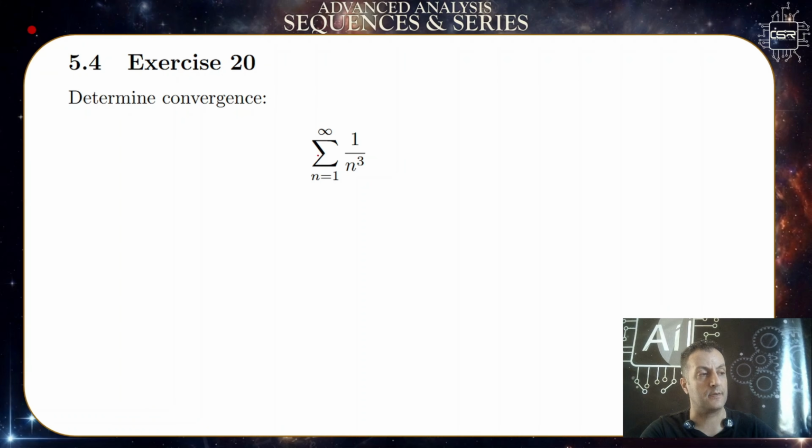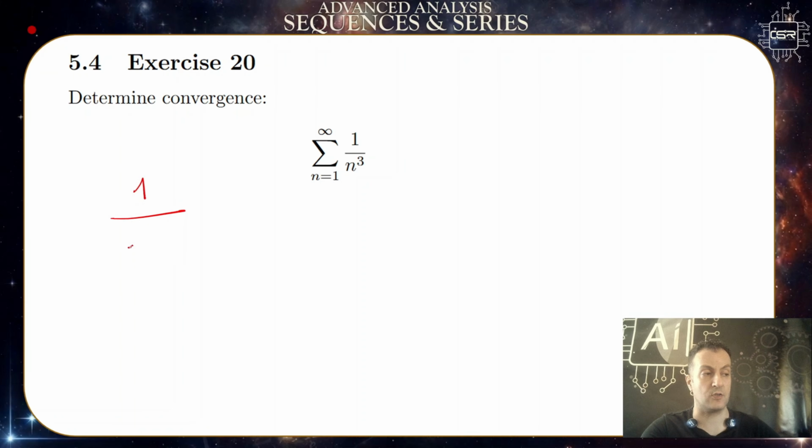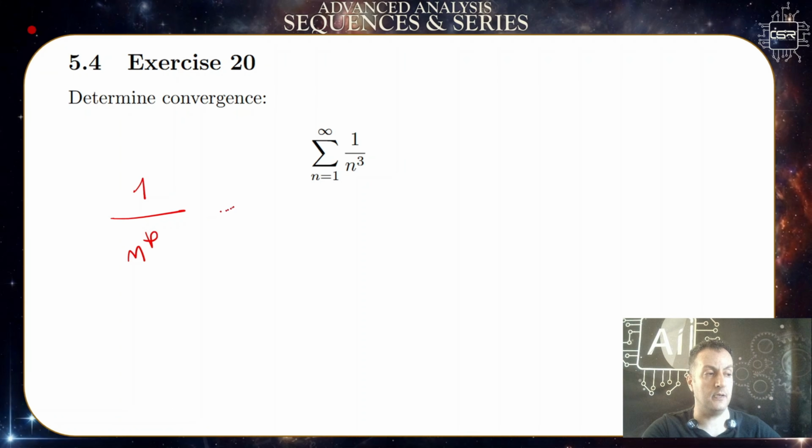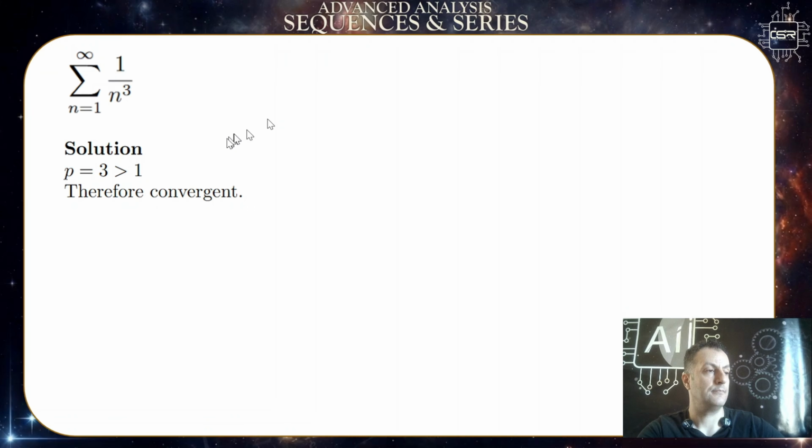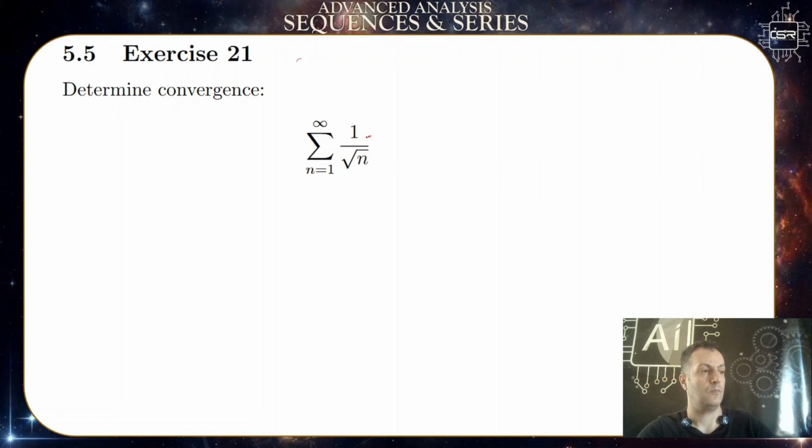Determine the convergence of the sum from n equals 1 to infinity of 1 over n to the power of 3. Now, it is a p-series of type 1 over n to the power of p, and p is greater than 1, so it converges. Given that p is equal to 3, which is greater than 1, therefore it is convergent.